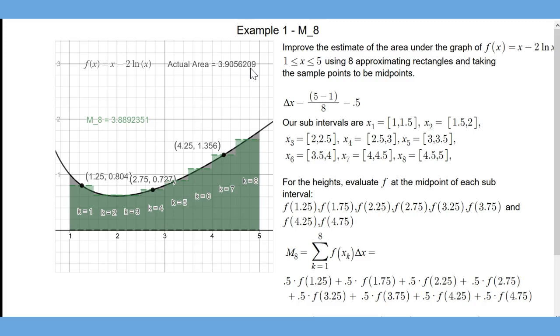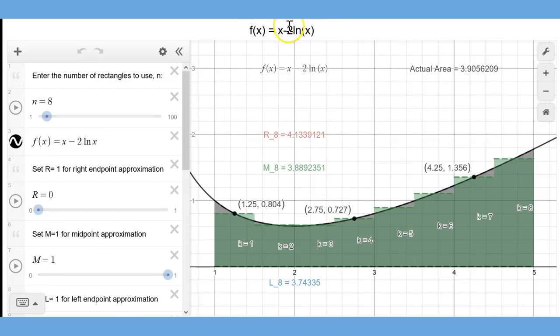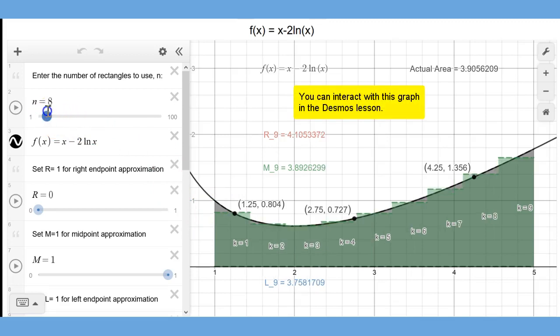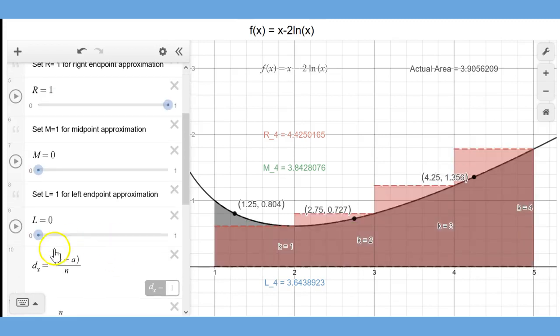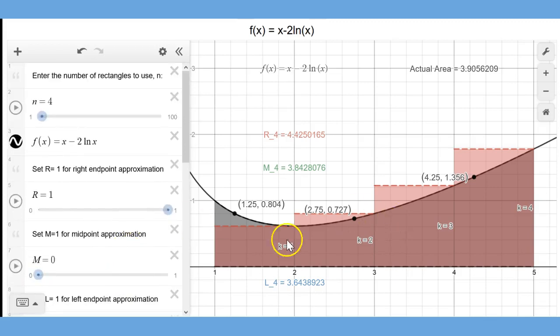And we're going to see methods for finding the actual exact area in the coming sections. So here is that function x minus 2 times ln of x, and we can play with it and see, with different rectangles, and whether it's the right endpoint or midpoint approximation or even left endpoint approximation, what those rectangles look like.